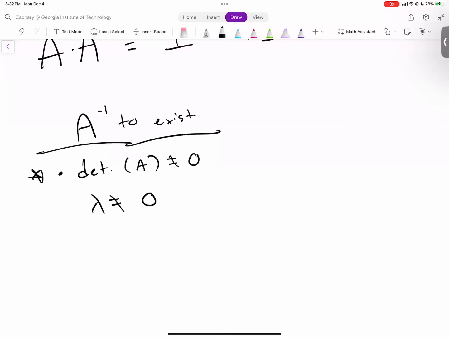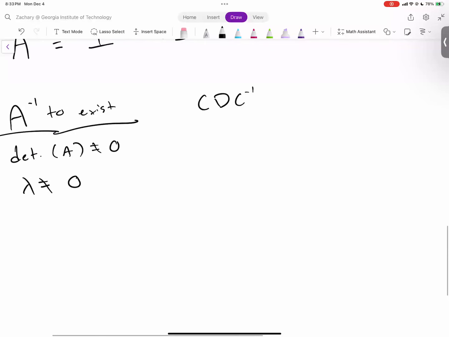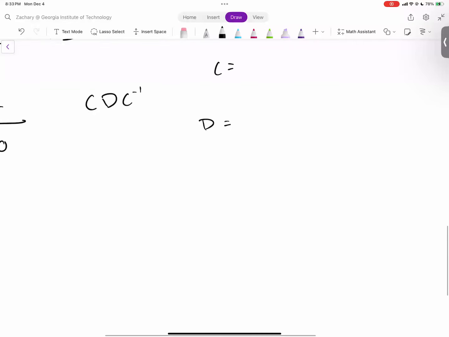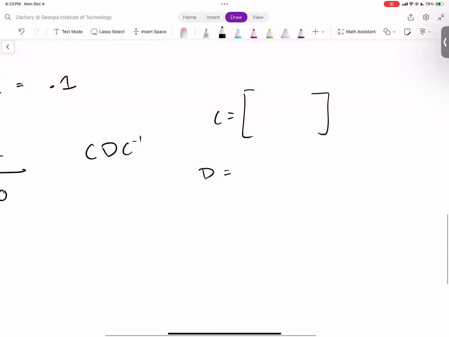For A to be diagonalizable, for us to be able to do C D C inverse, we want to talk about this again briefly. We have C and we have D. C will be a matrix of our linearly independent eigenvectors, and D will be a diagonal matrix of our lambdas. If A is n by n, how many eigenvalues will we always have? N. So we'll always be able to find D. D is never the problem child. We can always find a matrix D for any matrix. What we can't always find is a matrix C.